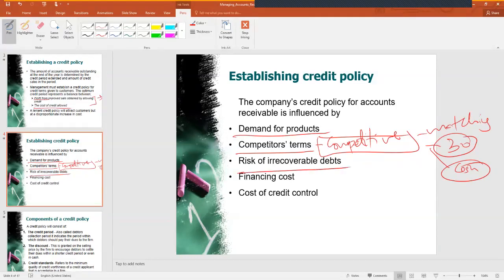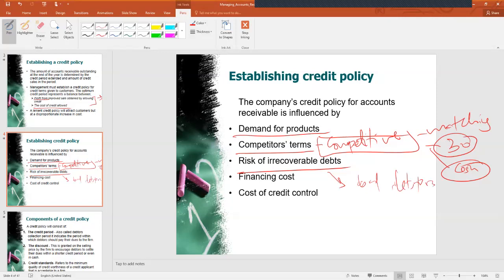Then you have the risk of bad debt. Don't forget, at the end of the day, one of the risks that you may have to assume as a company is the probability, the chance that some of the customers you have might become bad debtors. It's a risk for sure.